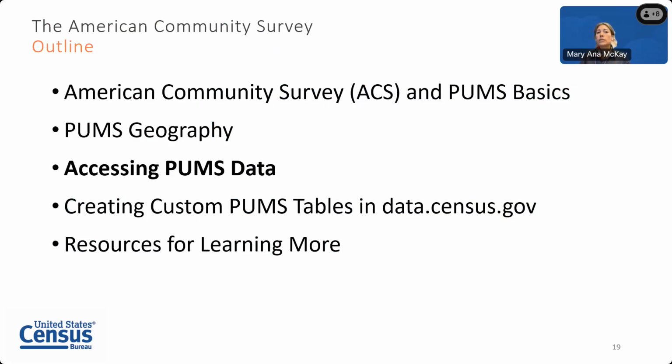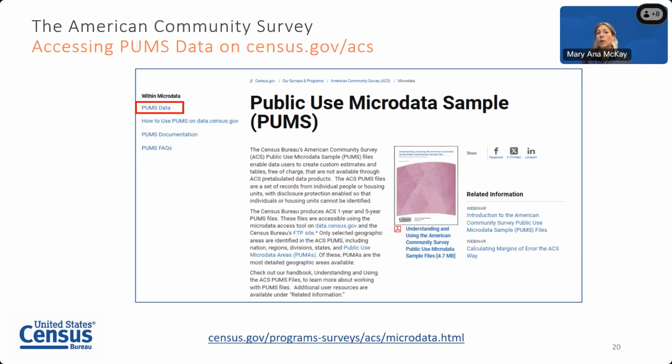One of the most common ways to access PUMS data for use with statistical software is through our File Transfer Protocol, or FTP site. So we do have a dedicated webpage on the ACS website for the ACS PUMS. Here you can access PUMS data, documentation, and other resources. You can navigate here by going to census.gov/ACS and then clicking on the Microdata tab in the left navigation bar. So the Microdata section is where we will start our search for PUMS data. And to begin, we will go to the PUMS data highlighted in red on the left navigation bar.